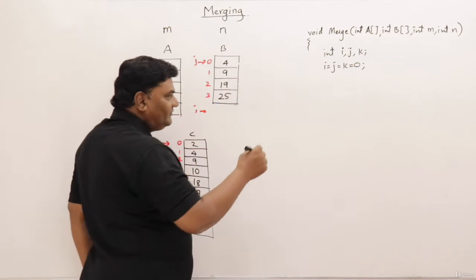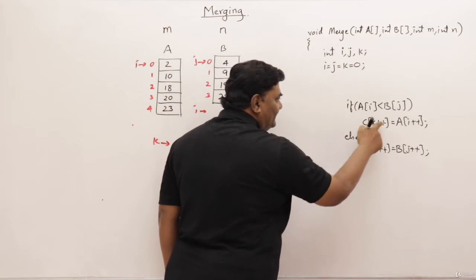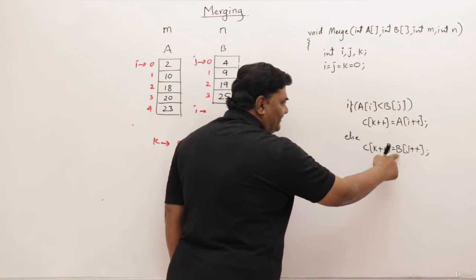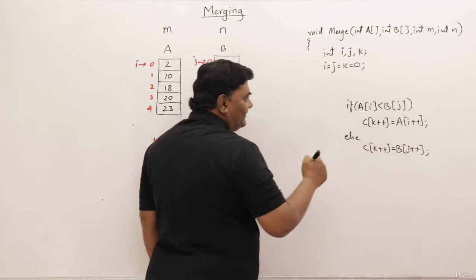So that code I will write down. If A of I is smaller than B of j, copy A of I element into C of k and increment both I and k. Otherwise, copy the B element into array C and increment j as well as k.